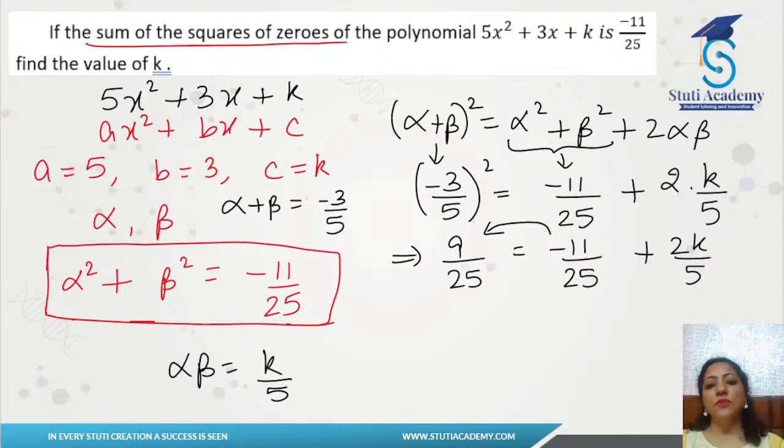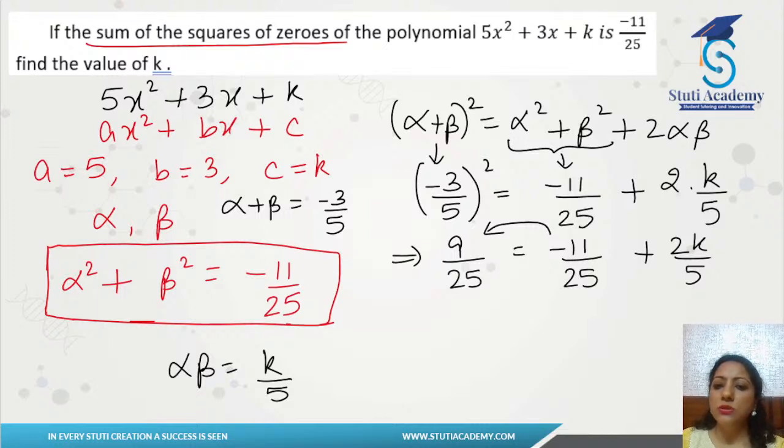We are going to take the zeros of the polynomial as alpha, beta, and it's given to us sum of the squares of the zeros. That means we are going to take the square of alpha, square of beta, and we are going to add them. It is sum of the squares. So you take the squares and then you add. It is given to be minus 11 upon 25. Also, alpha plus beta, that is sum of the zeros, is minus b upon a. So that is minus 3 upon 5. We also have the product of the zeros, alpha beta, c upon a. That is k upon 5. Now we have to solve for k.